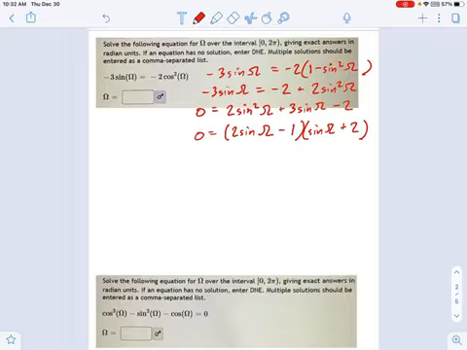So double check the factoring. There's my 2 sine squared. There's plus 2 sine. There's minus 1 sine. So that's plus 3 overall. And then minus 2 at the end. So that all works great.